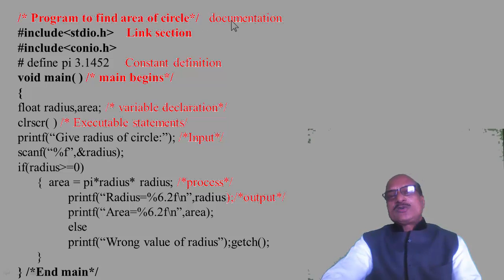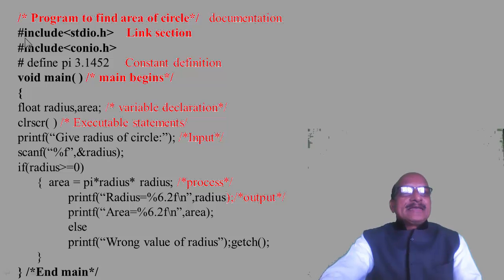Here this is a documentation line. In every program, the first line should indicate the purpose of that program, and that should be written between /* and */. Whatever is written between these two pairs is non-executable. It is not executed by the machine. This is only for the purpose of the user.